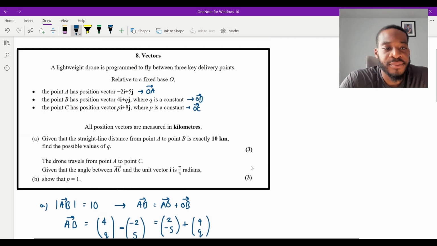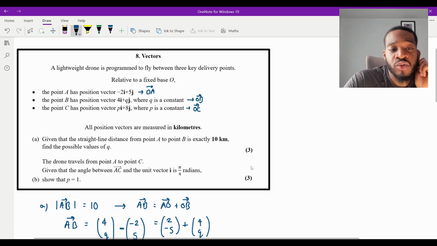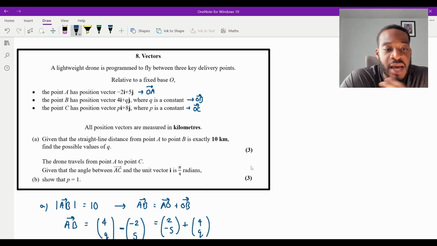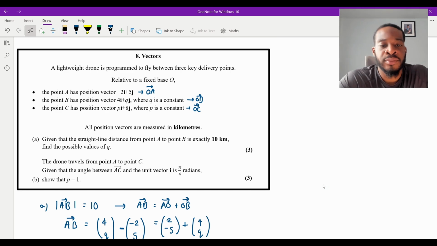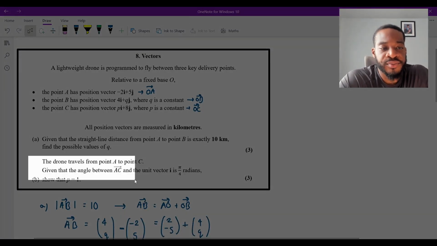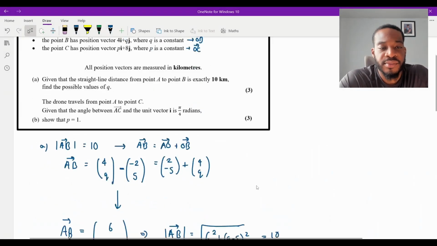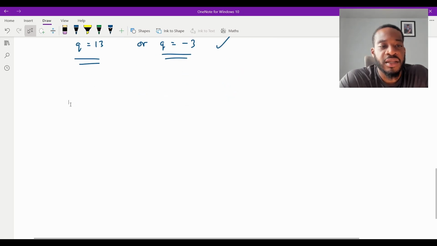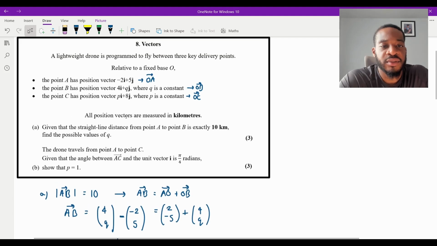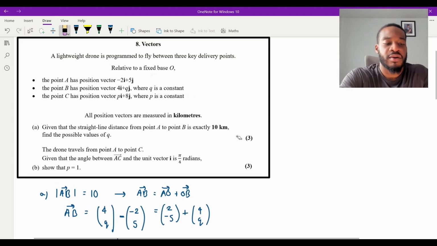Now part B. It says the drone travels from point A to point C. Given that the angle between AC and the unit vector i is pi over 4 radians, part B says we need to show that p is equal to 1. All right, so let me grab that actually, so we don't need to keep going up and down. That there, and then put that there. And then let me get the information about the vectors as well, because I'm going to need that, aren't I? So let me just write about this part and then screenshot now.